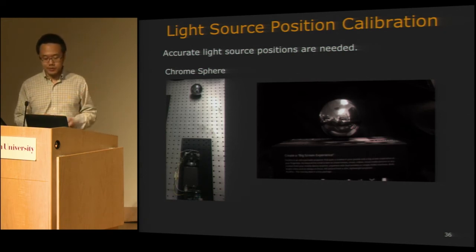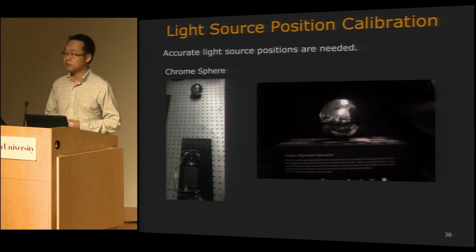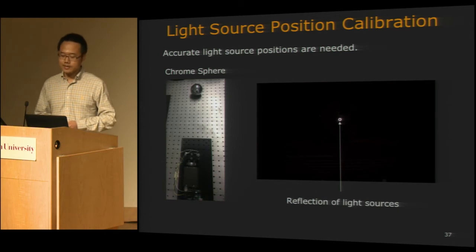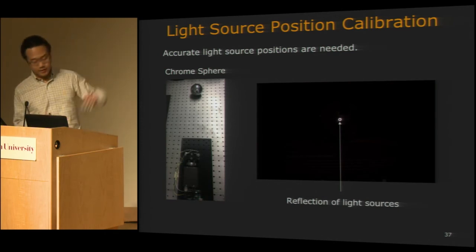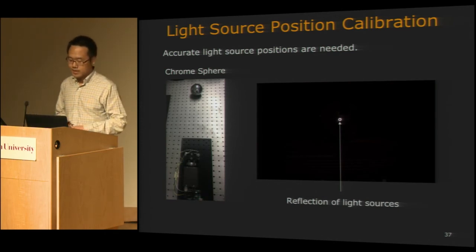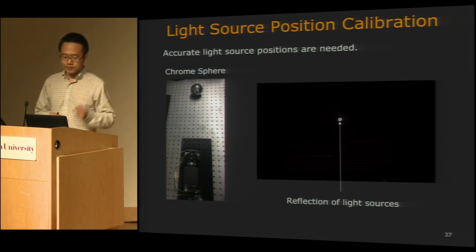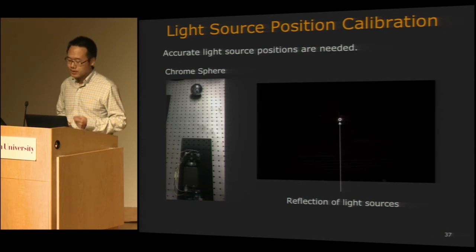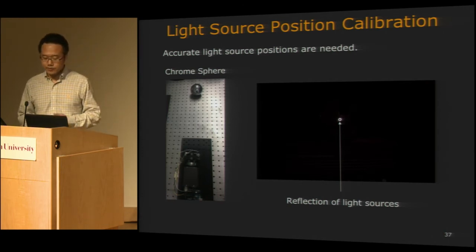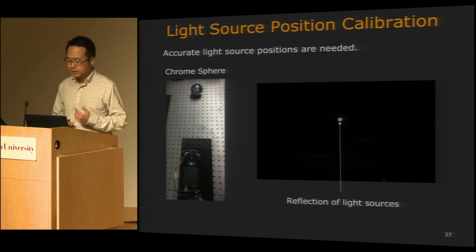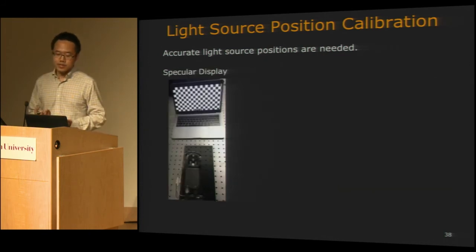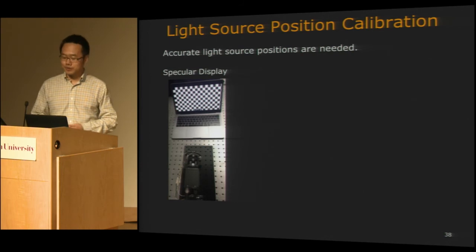Traditionally, the light source positions can be calibrated using a chrome sphere. However, for a small baseline light source, the reflections on the sphere, as shown in the figure on the right, are very converged on the sphere surface. So by using this kind of reflection, it is very error-prone to get the light source positions. So instead, we use a specular monitor to calibrate the light source.